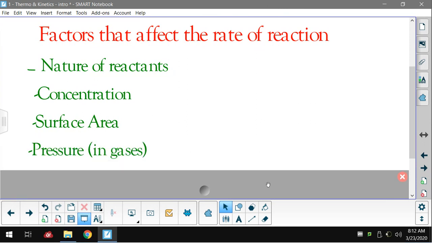Another factor that affects how fast a reaction occurs is pressure, but that only works for gases. Pressure does not affect liquids and pressure does not affect solids. So if you're talking about increasing the pressure of two gases, they may react. We talked about the Haber process, nitrogen gas and hydrogen gas reacting together. As you increase the pressure, you increase the rate of that reaction. It will make that reaction go faster.